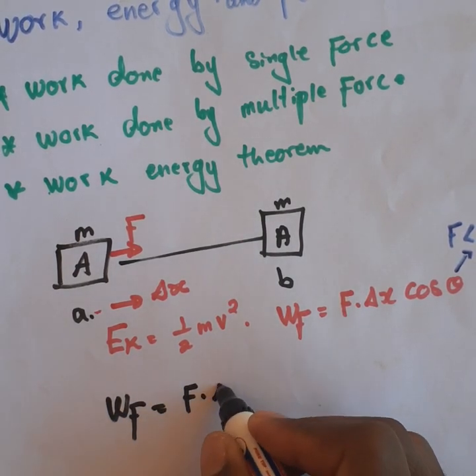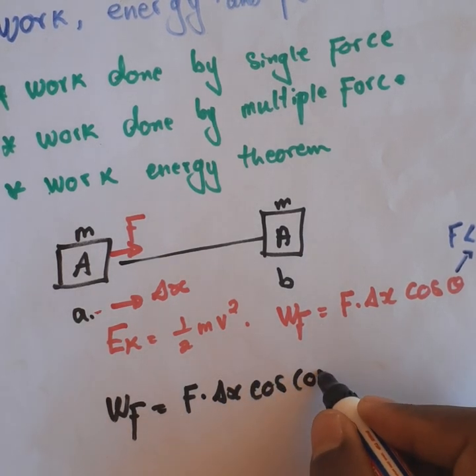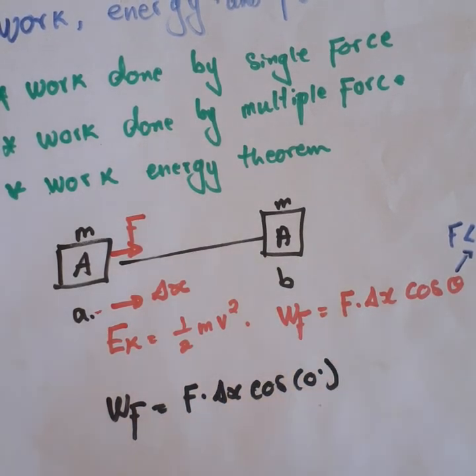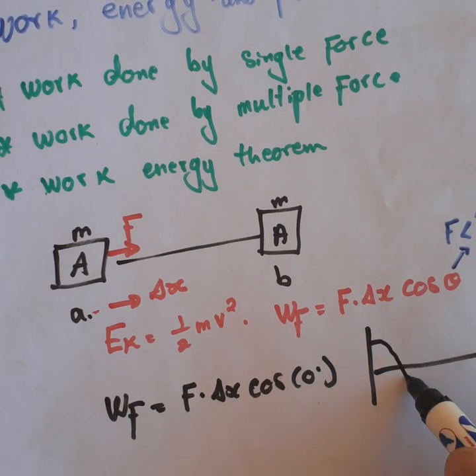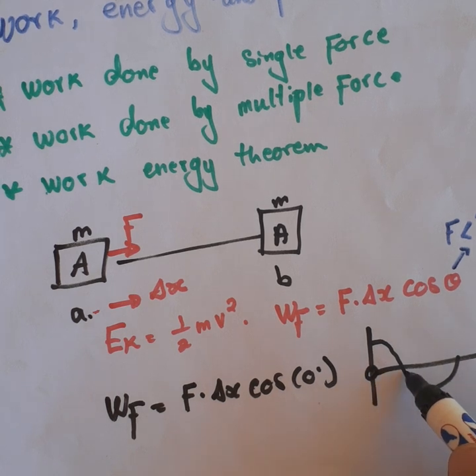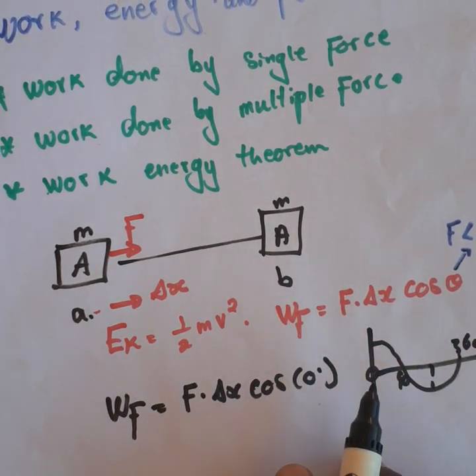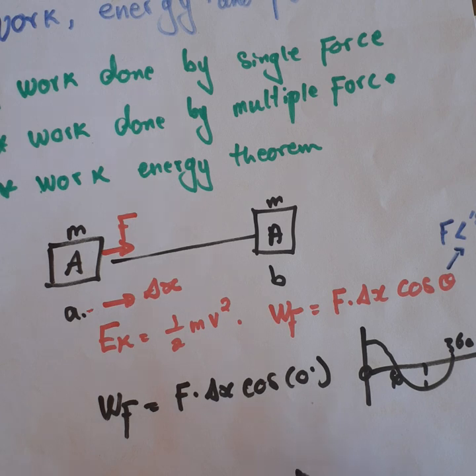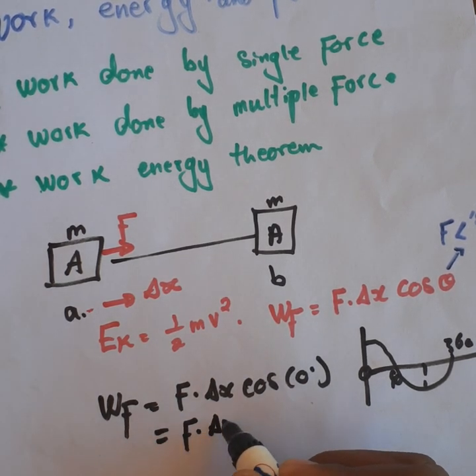multiplied by the change in x, and you introduce the cos of angle 0. The cos of angle 0 is 1 from the cosine function. The cosine function is like this: here's angle 0, here's angle 90, here's 180, here's 360. So the cos of angle 0 is 1. Therefore the work becomes F multiplied by the change in x.